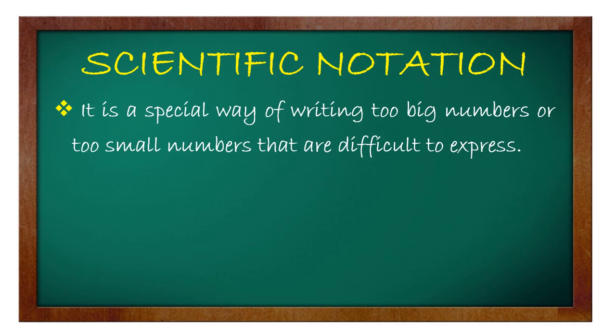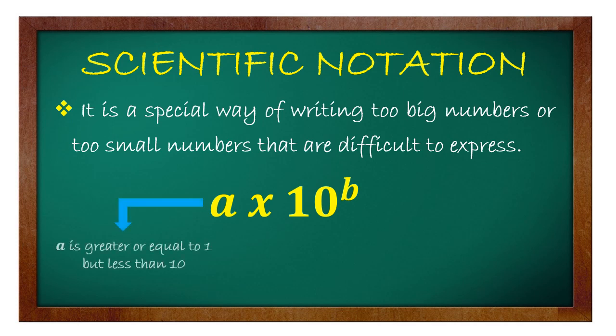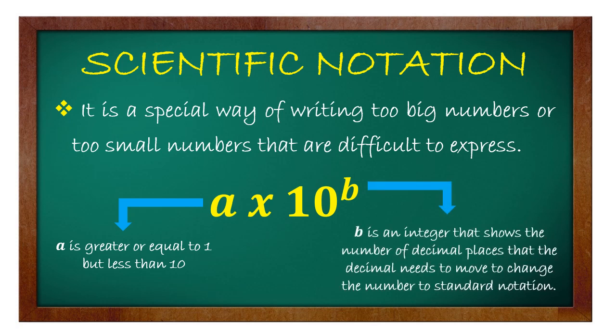Okay? And the format that we can use is a times 10 raised to b, where a should be greater than or equal to 1 but less than 10. So, yung A natin, that refers to the significant digits of a number. So, kung na-identify na natin yung mga significant digits natin kanina, yun yung gagamitin natin as our A. But make sure na ang A natin should be greater than or equal to 1 but less than 10. And then yung B is an exponent, which is an integer, that shows the number of decimal places that the decimal needs to move to change the number to standard notation.